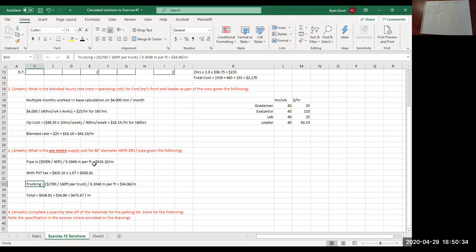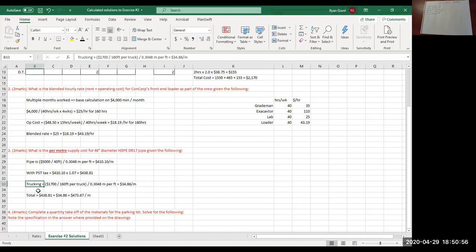So we're not finished yet. We have to add in the trucking cost. In the question, you were told it's $1,700 per truckload. Now I verbally told everyone in week 2 that each truck could carry 4 lengths of pipe, so 4 pieces of pipe.